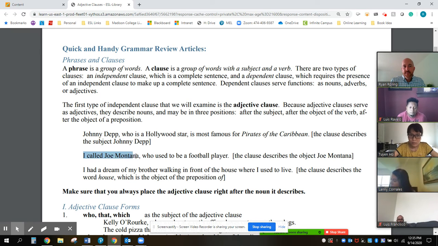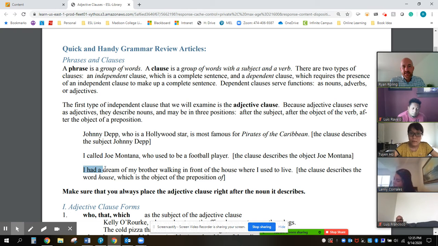In this sentence, I called Joe Montana. The subject is I, the verb is called, and the object of the verb, who did you call? Joe Montana. And now I have an adjective clause, who used to be a football player. And that adjective clause is describing the object of the verb, Joe Montana. So it comes after the verb. It's an object of the verb.